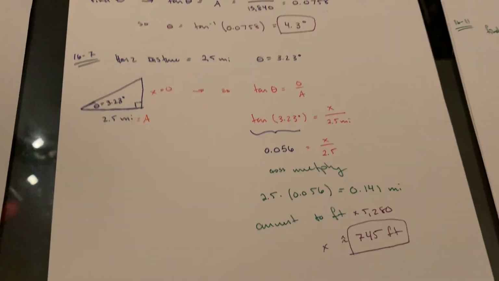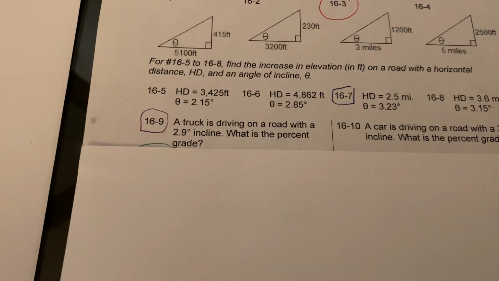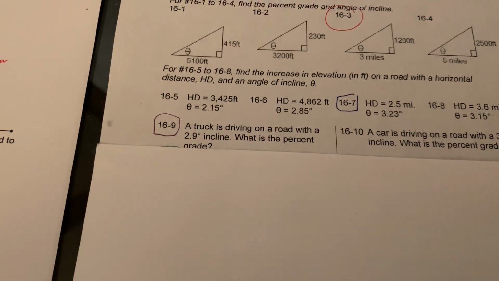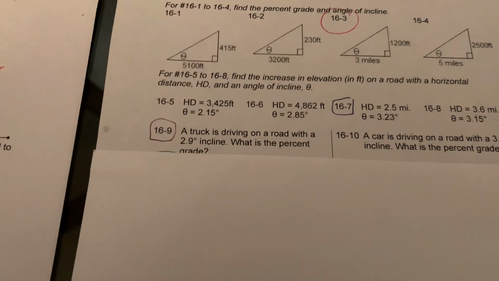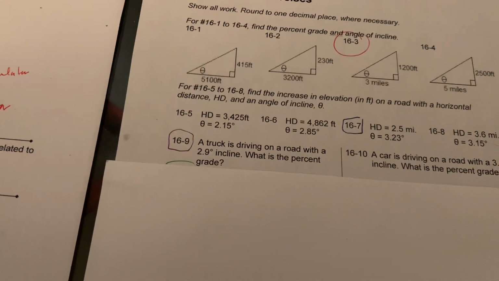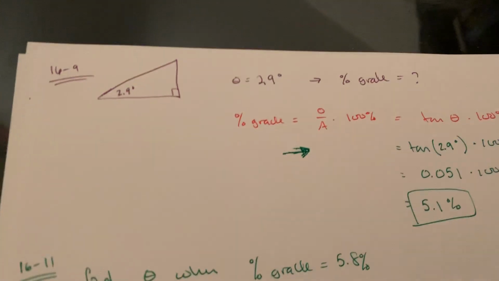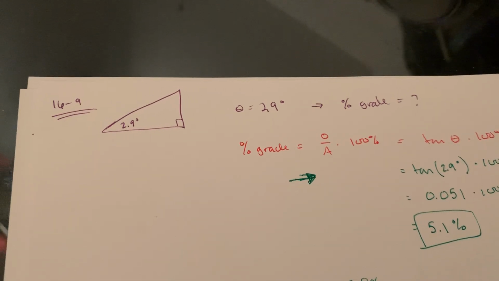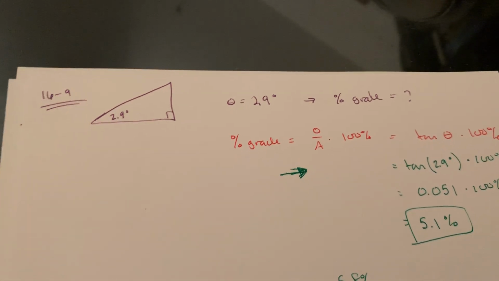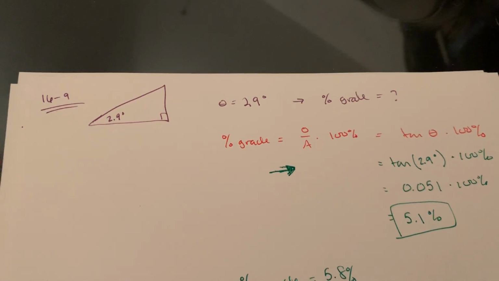The other one I want to look at, I actually want to look at two. I'll run these back and forth. So question number 9: a truck is driving on a road with a 2.9 degree incline. What is the percent grade? What we're trying to do here is again make a connection between the percent grade and the angle. In this case I've got 2.9 degrees here. I don't really know any of the lengths. That's okay. I can make this connection without specifically knowing the lengths.